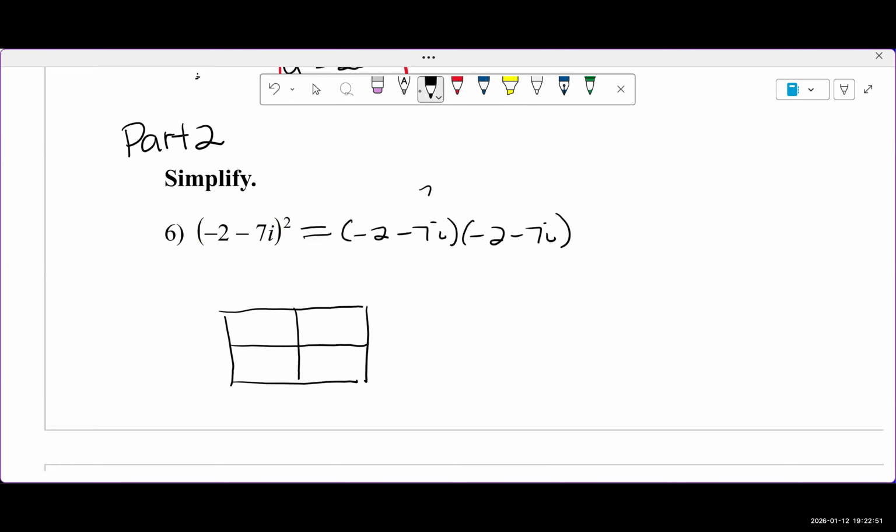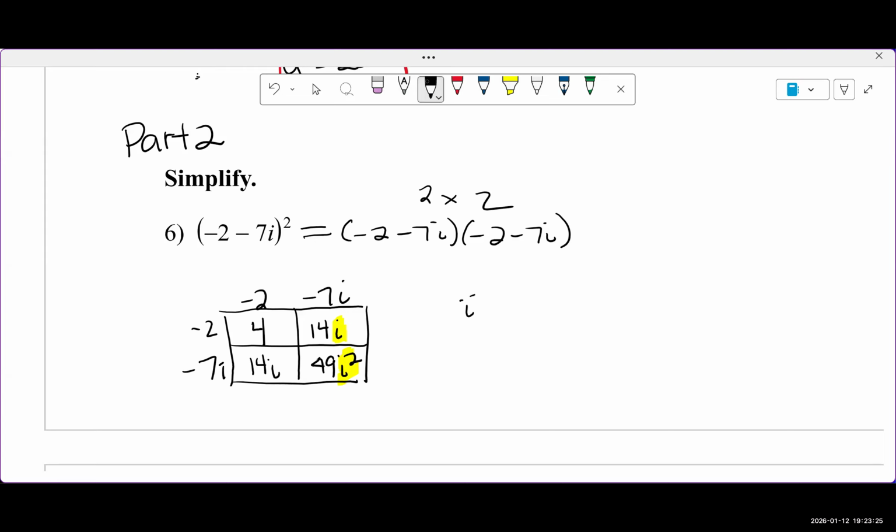And then we have two terms by two terms. So, we're going to put this into a box. Okay, multiply to fill in the box. Next step, we leave i. We do not leave i squared.